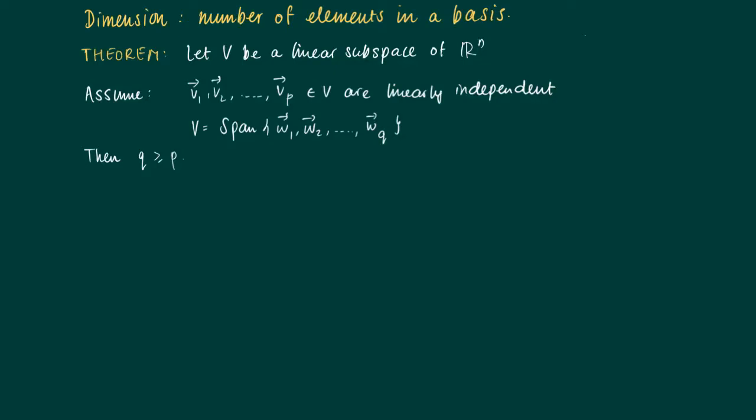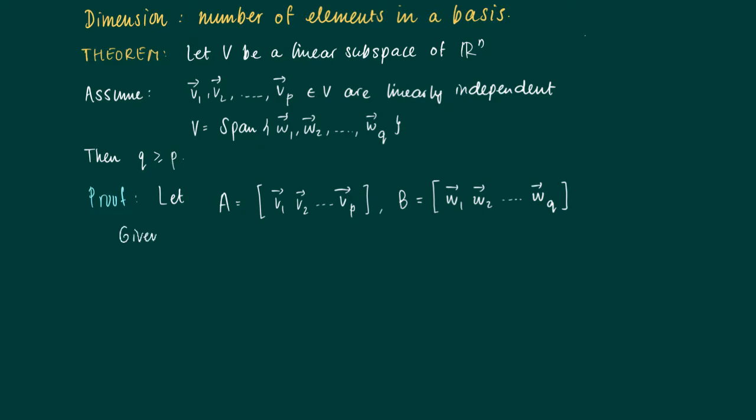We will now show that we need at least as many vectors to span a subspace as we can pick linearly independent ones. Now put the vectors v that are linearly independent in a matrix A and the vectors w spanning the space V in a matrix B. Then the image of B, which is the column space of B, equals V, since V is the span of w1, w2, up to wq.